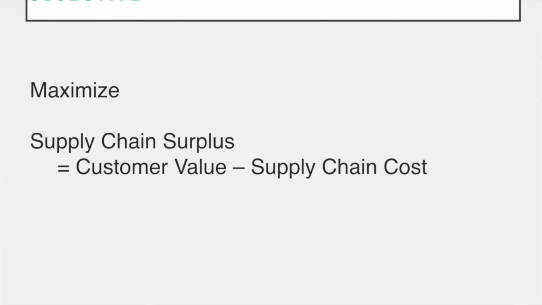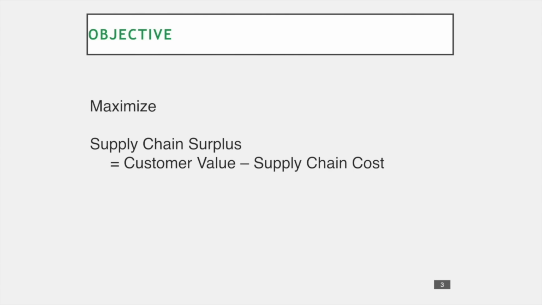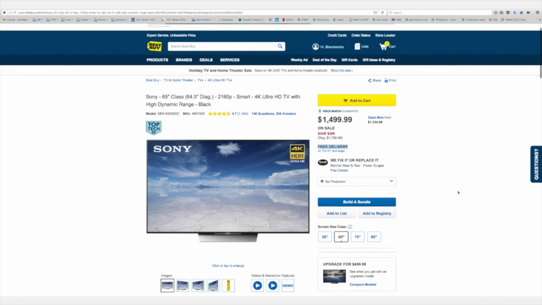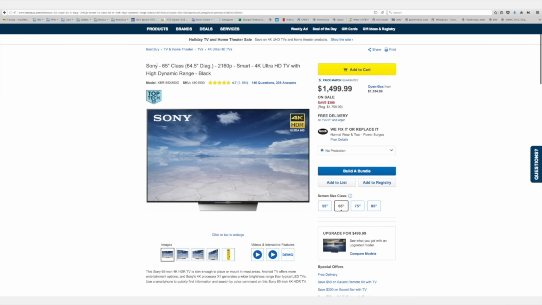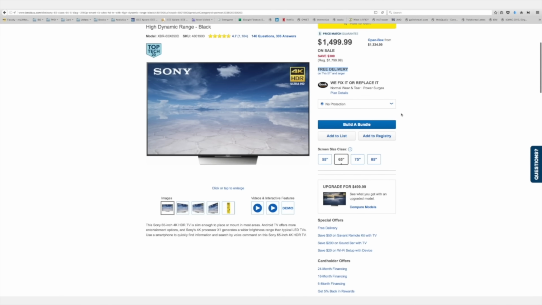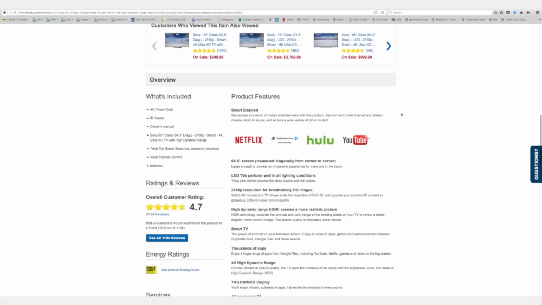The key objective of every supply chain is to maximize the overall value generated by the supply chain. And this value, which can also be called as supply chain surplus, is basically difference between customer value and supply chain cost. So let's take an example again from Best Buy, and let's say a customer is interested in buying a Sony TV, which is like Ultra HD and 4K, and it costs about $1,400. So a customer will pay $1,400 only when they value that product to be either $1,400 or more.